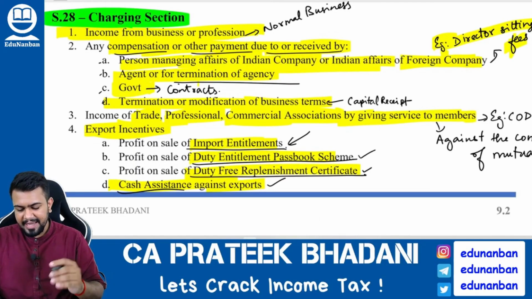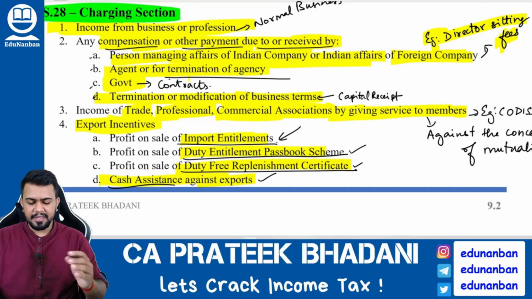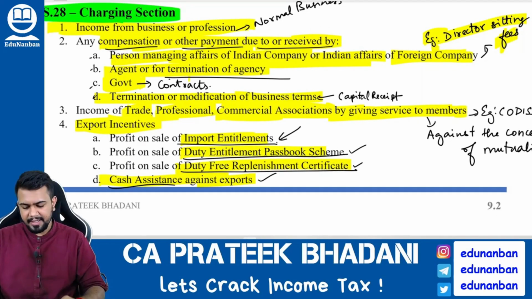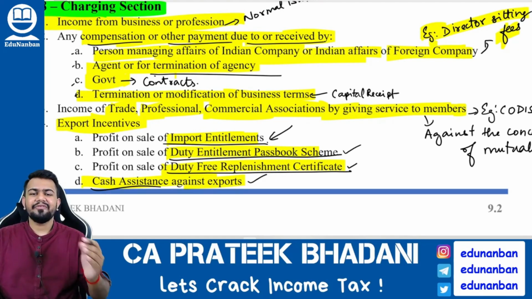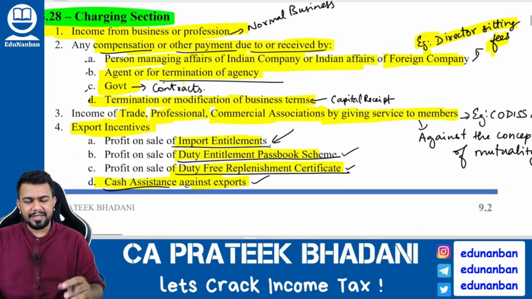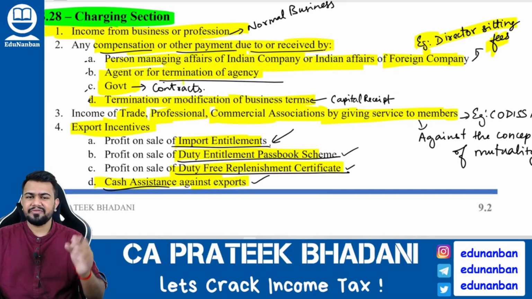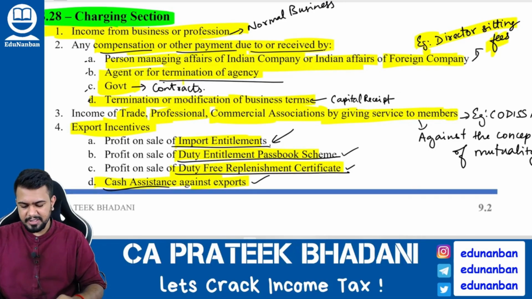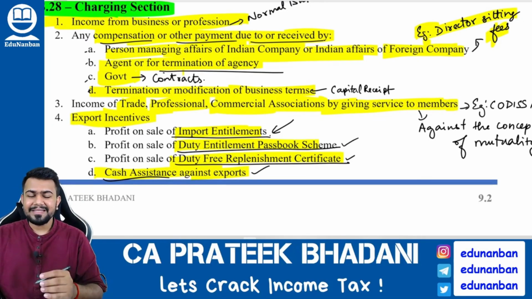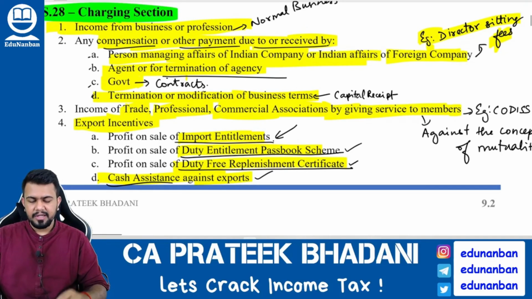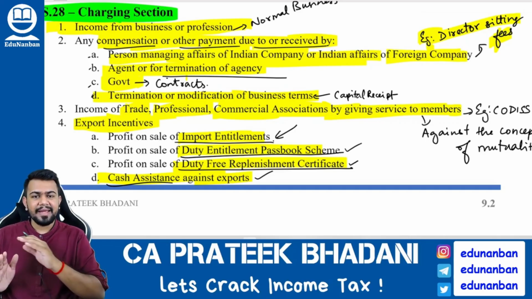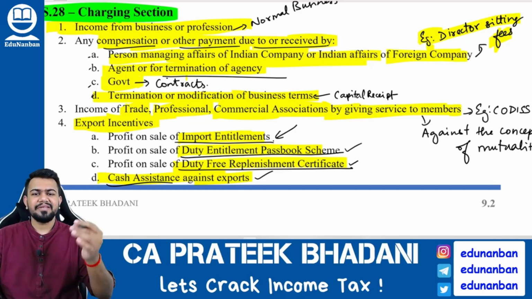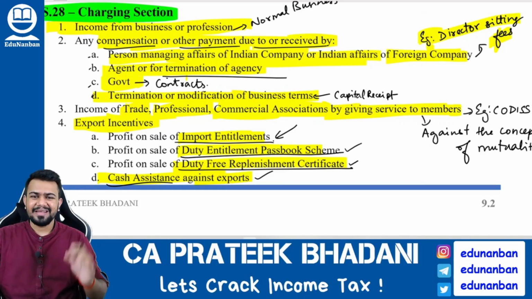What is the second one? Any compensation or any other payment due to or received by number 1, a person managing the affairs of an Indian company or Indian affairs of a foreign company. I gave you an example of a director receiving sitting fees from a company. This will be covered under PGBP. Number 2, agency or termination of agency. So if I am doing agency, that will also be considered PGBP, and if my agency is terminated and I am receiving any money, that is also considered as PGBP.